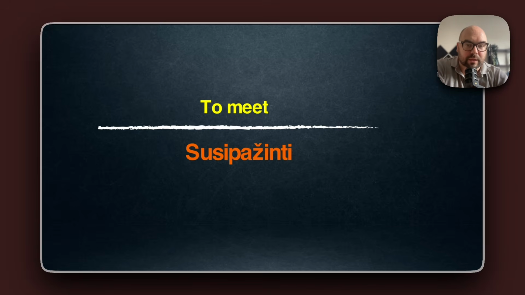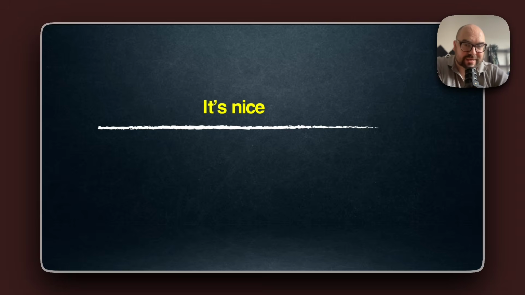Nice. It's nice would be malonu. You could say tai yra malonu, like "it is nice," but we tend not to use tai yra in Lithuanian, since malonu is like a neuter adjective. It's nice, malonu.